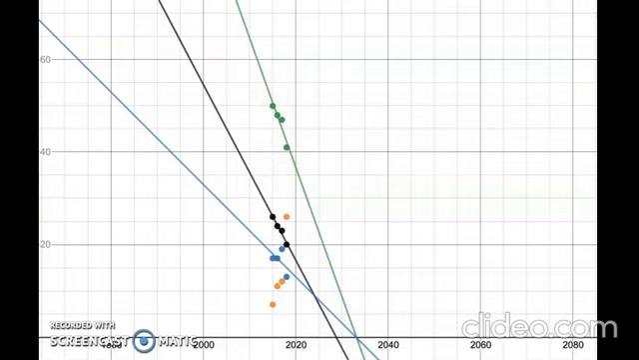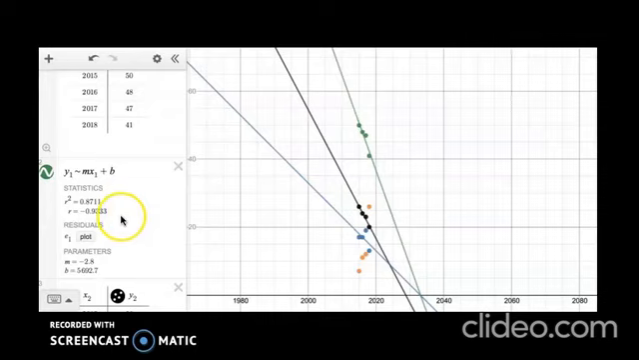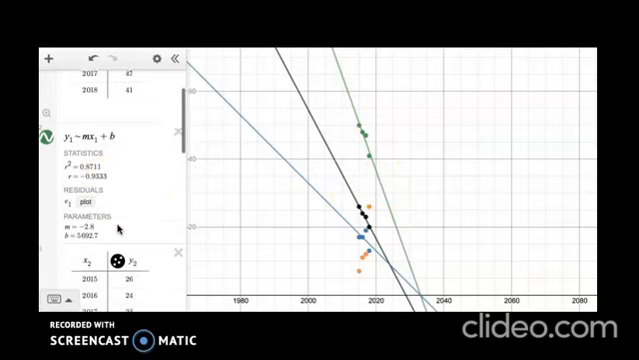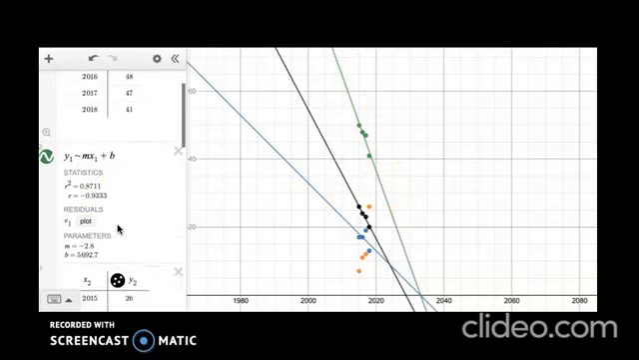Now let's look and see. And yes, right here we can see R value negative 0.9333. So that is negative, and that's a very strong R value. Okay, well how can we do this in Desmos?